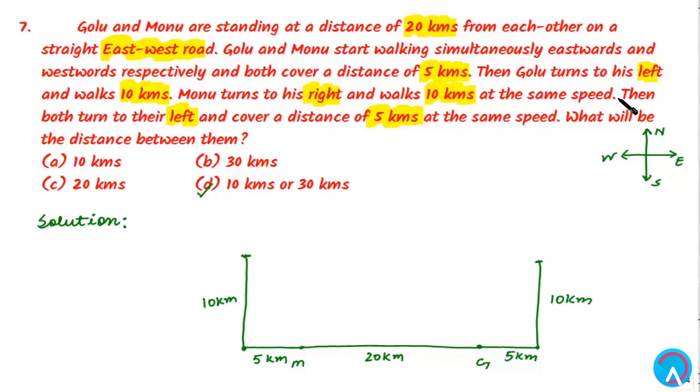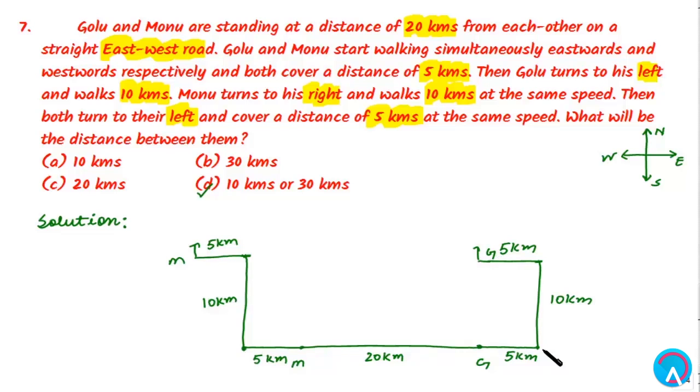Next it is given that both of them turn to their left and cover a distance of 5 kilometers. So turning left would mean this direction, this is 5 kilometers, and here turning left would mean in this direction, that means 5 kilometers. So this is the final position of Monu and this is the final position of Golu. We have to find the distance between the two.